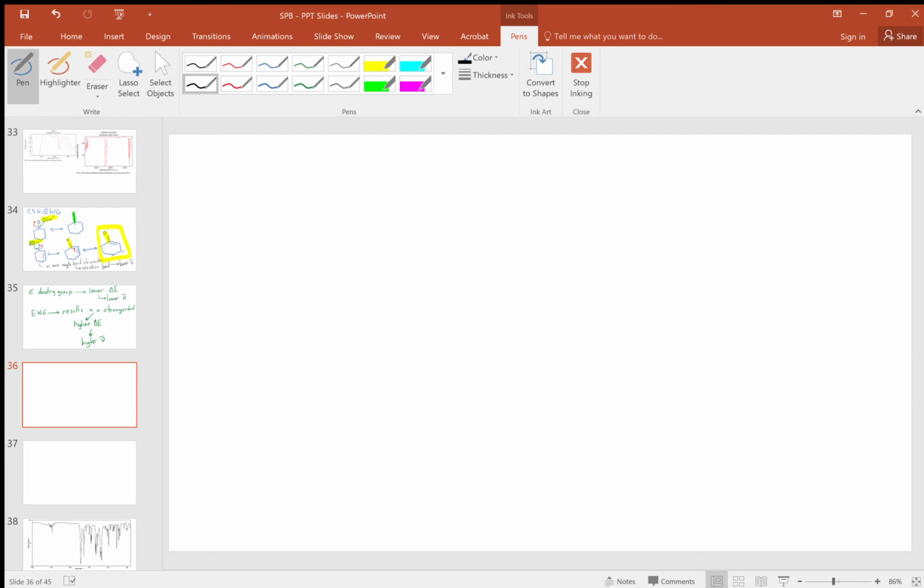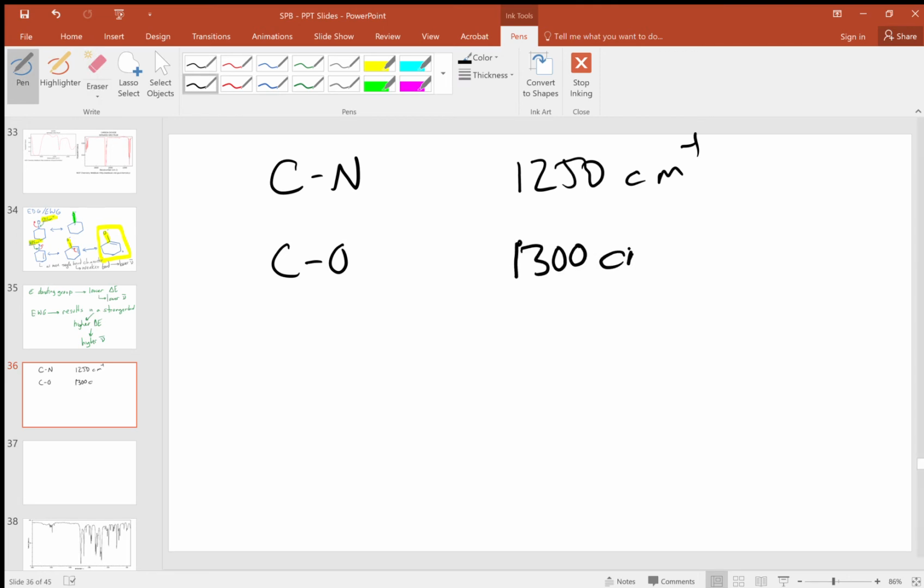So for example, the carbon-nitrogen single bond shows up around 1250 wave numbers. We also didn't talk about ethers because a carbon-oxygen bond shows up around 1300 wave numbers. And so both of those are peaks that we don't really see very well because they're in the fingerprint region.